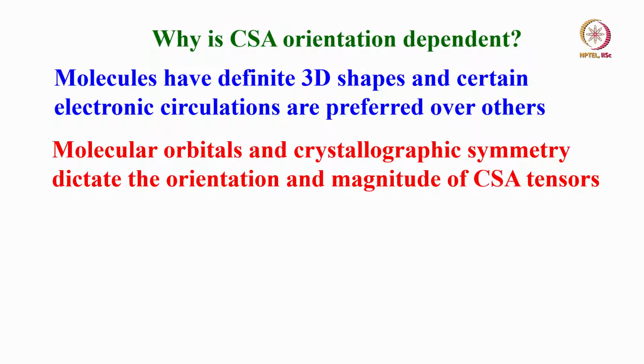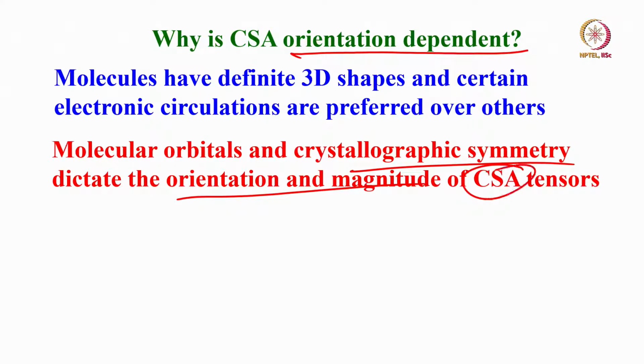Okay. Now you may ask me a question. Most of you would know this from chemistry: why is CSA orientation dependent? The molecules have definite three-dimensional shapes, and certain electronic configurations are preferred over others if you look at the molecular structure. The molecular orbitals and crystallographic symmetry decide the orientation and magnitude of CSA. Whether sigma 1 is larger, sigma 2 is larger or sigma 3 is larger, and how it is oriented in different directions, is dictated by molecular orbitals and crystallographic symmetry in the molecule.